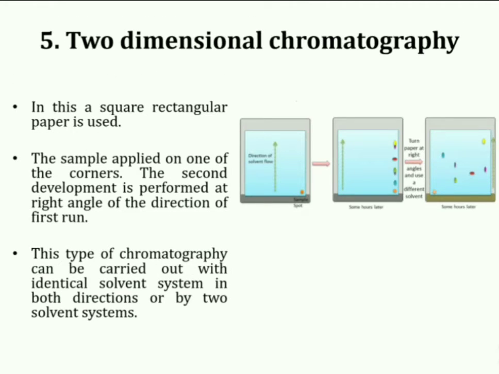Next type is two-dimensional chromatography. In this, a square or rectangular paper is used. At first, the sample is applied on one of the corners and the mixture is separated by the first development. Then after drying, the paper is turned through 90 degrees and separation is carried out in the second solvent. After locating the migrated unknown sample along with a standard known sample, a map is obtained, and comparing their positions with a map of known compounds can identify compounds.